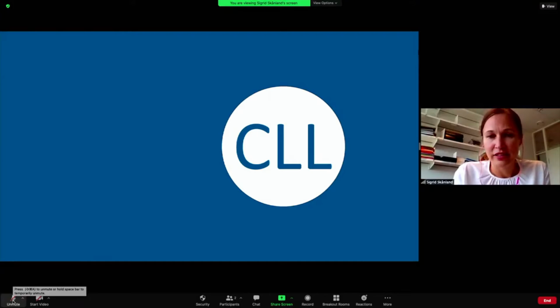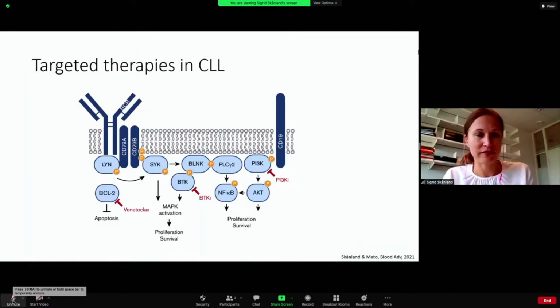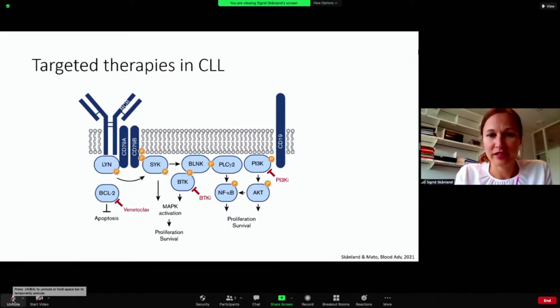Over the last years, we have had a great development in treatment of this cancer. We have gotten new targeted therapies, and I'll go through those briefly. CLL is a cancer of the B cells. This shows the surface of the B cell with the B cell receptor here. This is the master regulator of the B cells. When you have an activation of this receptor, you initiate the signaling cascade, which again tells the cell to proliferate, or it gives survival signals and so on.